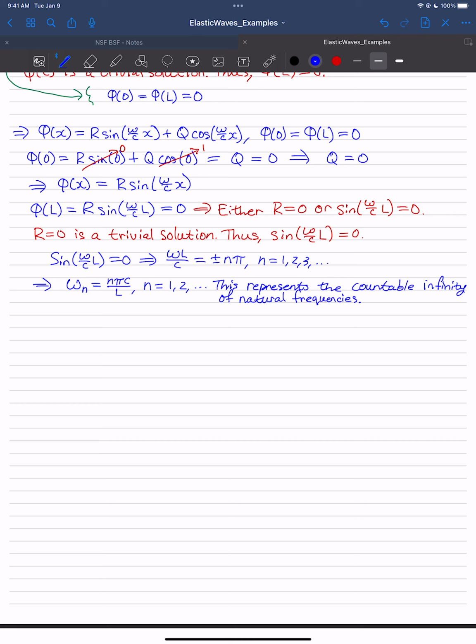And with that in mind, the natural frequencies are ordered as omega 1 is greater than 0, which is less than omega 2, less than omega 3, and so on. And we will call omega 1 here the fundamental frequency. So the fundamental frequency is the lowest frequency of all of the natural frequencies.